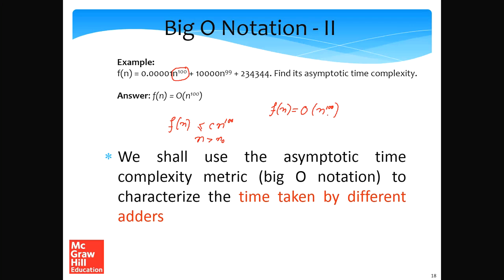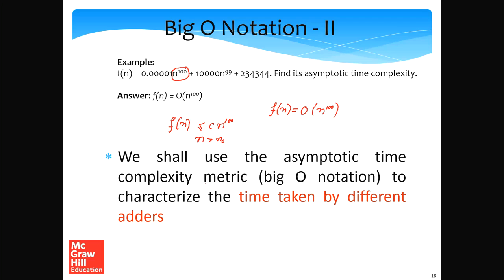So one simple way is that if it's a polynomial expression, take the highest power of n. So that is the order of the function. So we shall essentially use the big O notation, which is very easy to use and very easy to compute, to characterize the time taken by different types of algorithms.